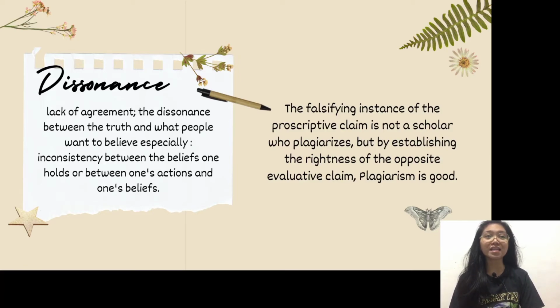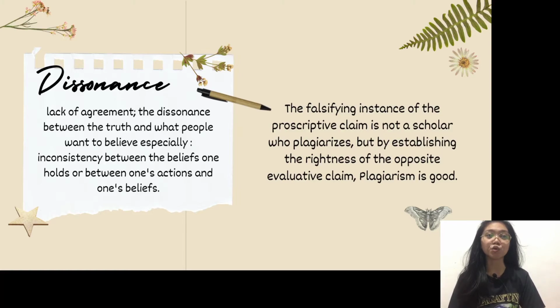The falsifying instance of the prescriptive claim is not a scholar who plagiarizes, but by establishing the rightness of the opposite evaluative claim, namely plagiarism is good. And you can establish the rightness of this evaluative claim only if you can master the required intersubjective consensus from a concerned public, in this case, the academic community nationwide or even worldwide, to a universal audience to further strengthen this consensus.